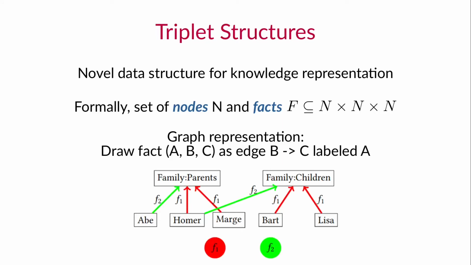5 of the nodes represent people, like Homer and Lisa, while 2 of them represent more general concepts, like the parents or children in a family, and 2 of them represent facts about the other nodes. In particular, node F1 claims that Homer and Marge are the parents of a family, with Bart and Lisa being the children. Meanwhile, F2 claims that Abe is the parent of Homer, the child in that family.